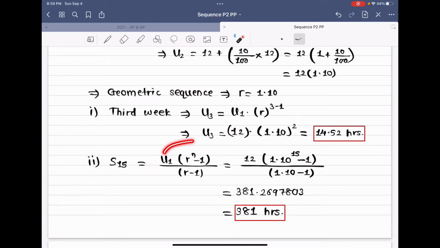So 12 is my u1, r is 1.10, n is 15, so 1.10 raised to 15 minus 1, over 1.10 minus 1. Remember that first you take 1.10 raised to 15. Once you get that, subtract 1. Whatever value you get, multiply by 12 and divide by 1.10 minus 1. Otherwise, you type this full thing on a calculator as it is. Whatever answer you get on a calculator, please write down as it is, and then you round off the answer to 3 significant figures. Here first is 3, second is 8, third is 1. After that is 2, so we don't have to add anything. So your total amount is 381 hours.